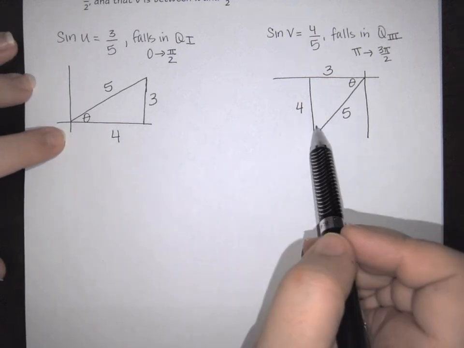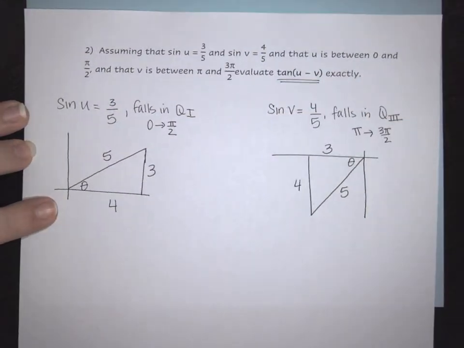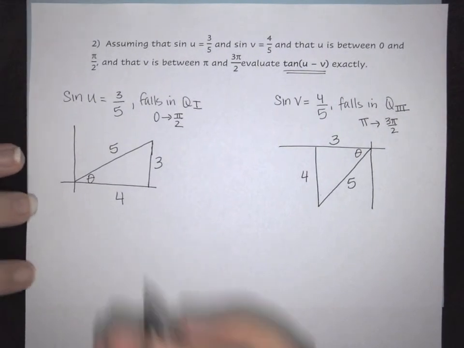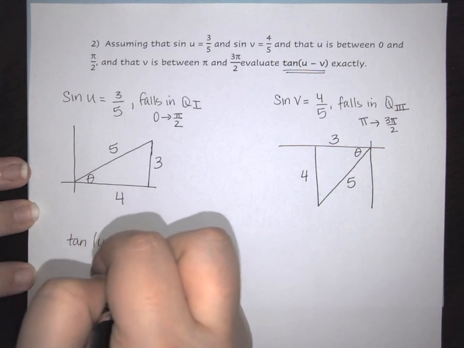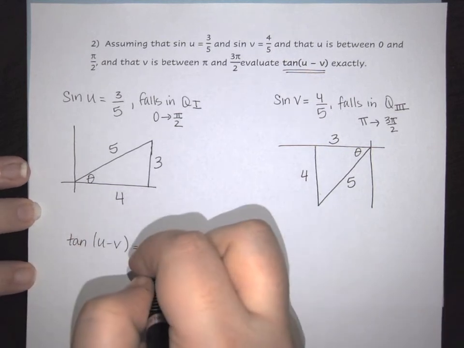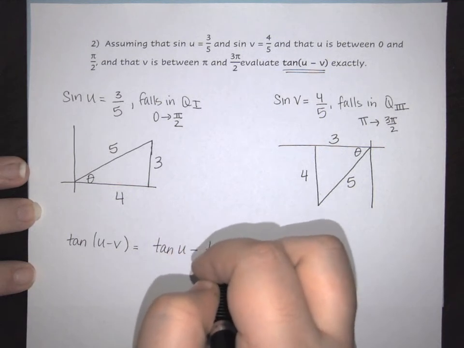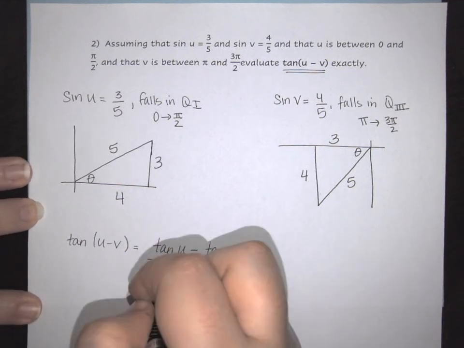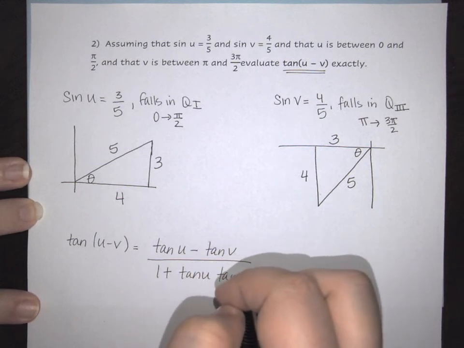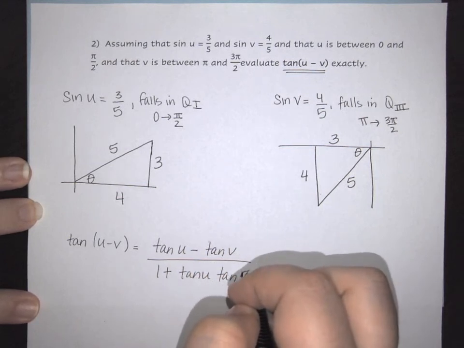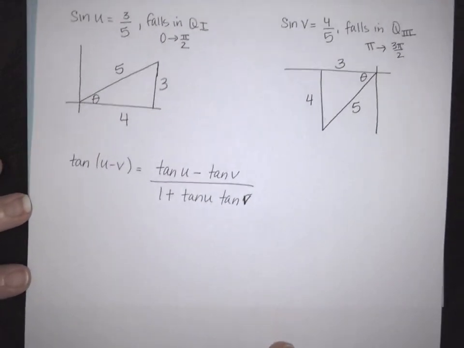Now that we have our reference, we can go ahead and use the sum or difference formula we want. We want the tangent of u minus v, which is found by doing the tangent of u minus the tangent of v, all over 1 plus the tangent of u times the tangent of v. And with that, we can input our information.